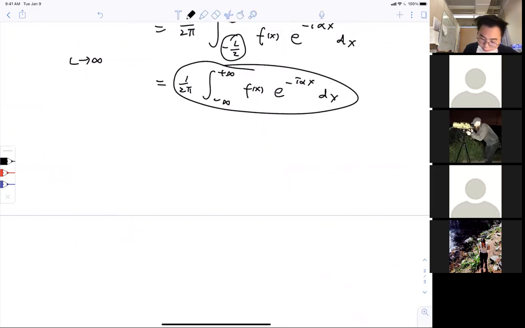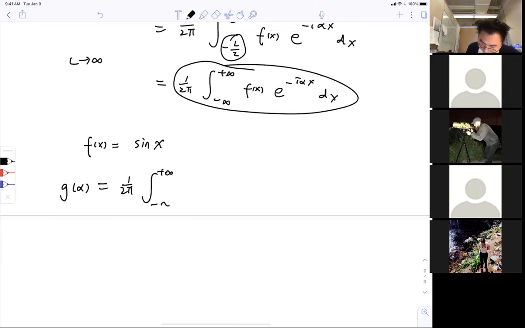So back to the question, what if your f(x) is periodical? In that case, let's assume f(x) is a very simple periodical function, which is sine x. Then what's the transformation you get? f(x) becomes sine x, and the integral of sine x times exponential minus i alpha x dx. What's this?